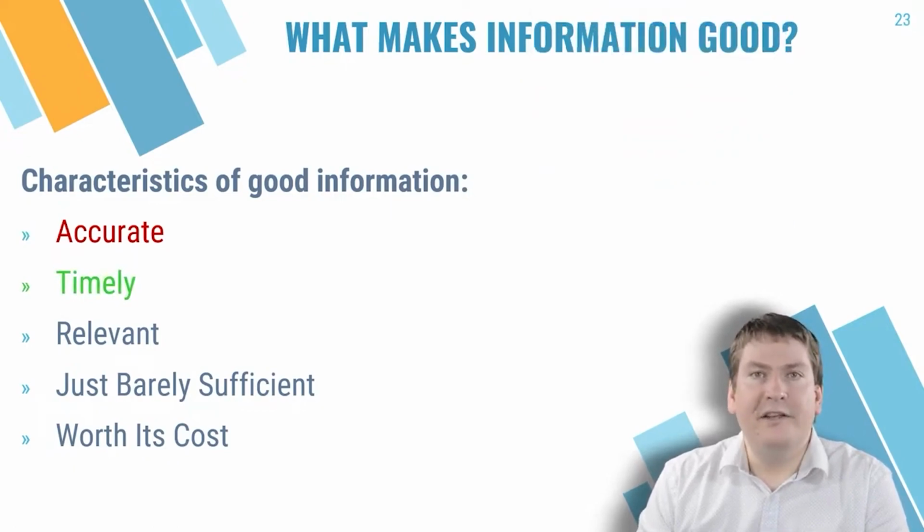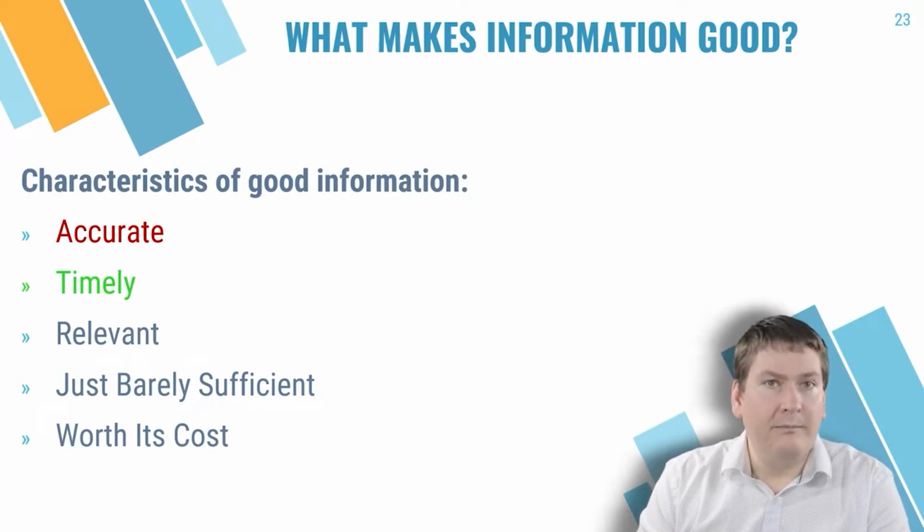The next characteristic is timeliness. For information to be useful, it needs to arrive in time to make a decision. For example, if you want to calculate how many paper bowls you need to order next month based on the numbers used in the current month, but you only have figures for a year ago, that's not going to be very useful, as the information is not timely.